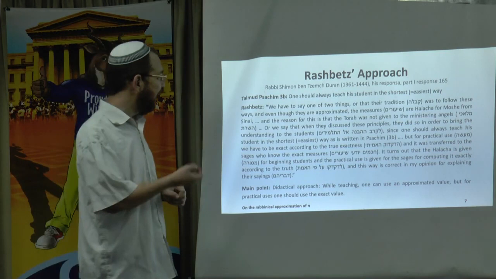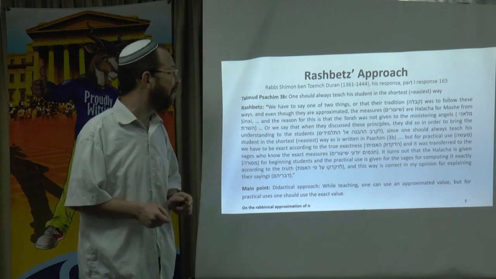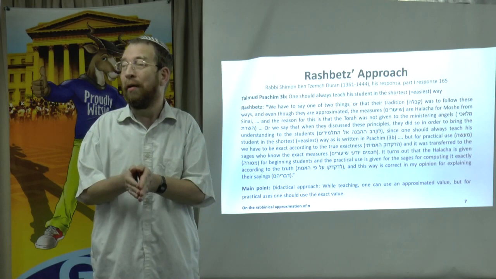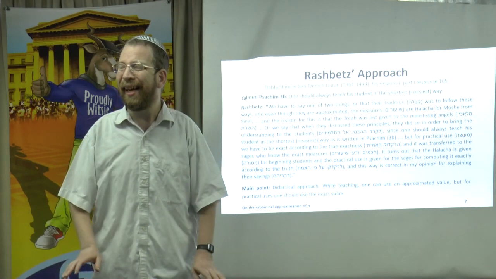mention the Talmud in Pesachim that he mentioned in his writing, that one should always teach his student in the shortest way. It means that when one is going to teach his student, he needs to do it in the easiest way in order that the student will understand. This is a good rule for life.